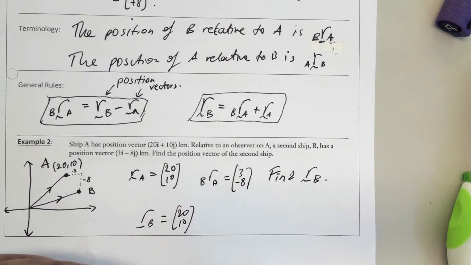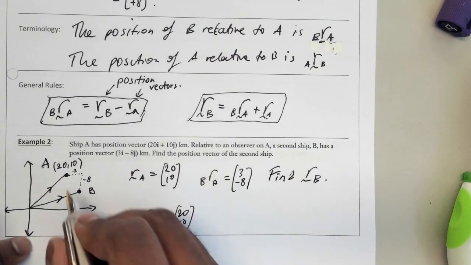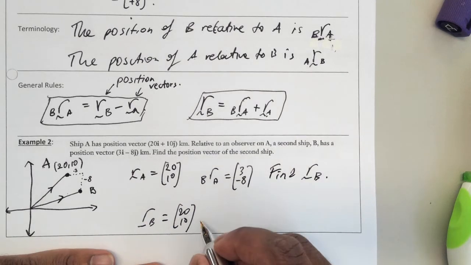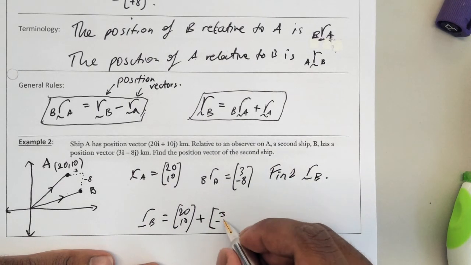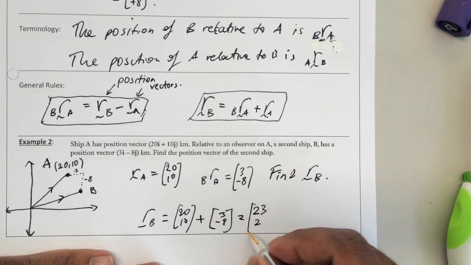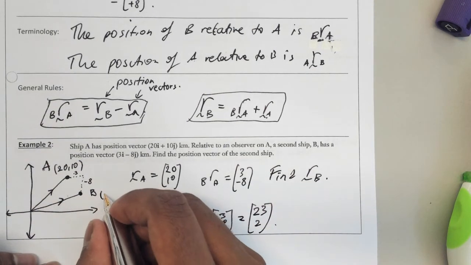Now, does everybody see why we use that formula? Because we have to move from there to there, so we need to just add it on. Plus 3, negative 8. So that's 23, 2. So B is 23, 2.